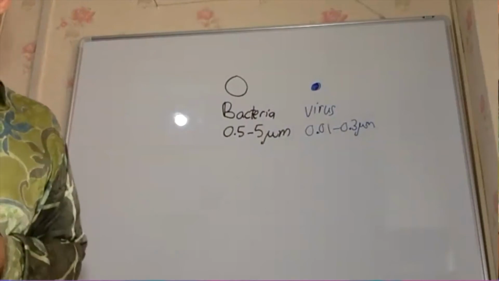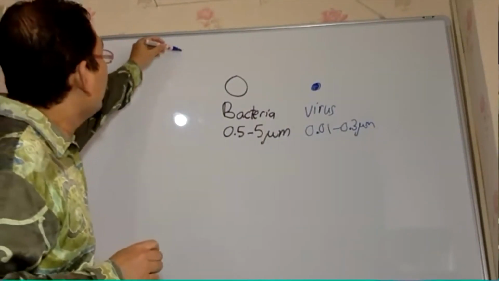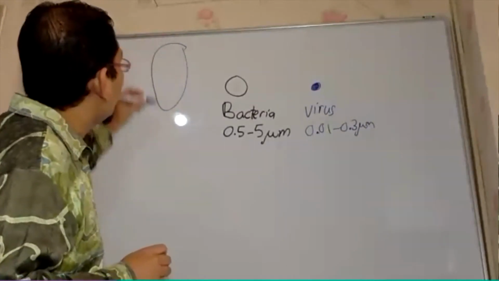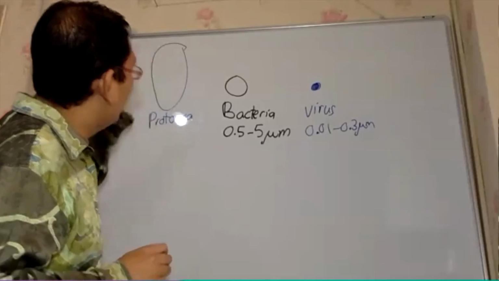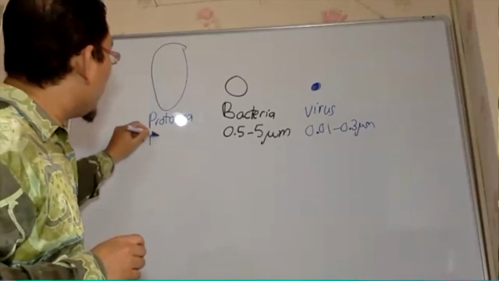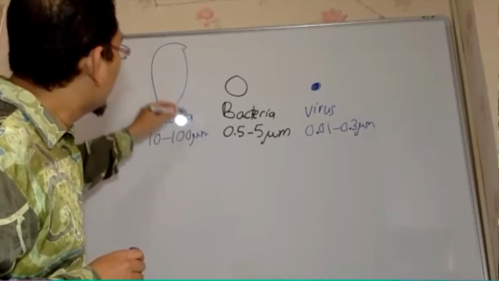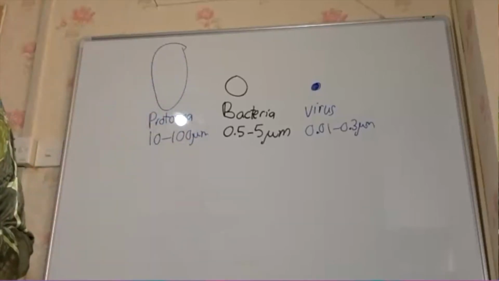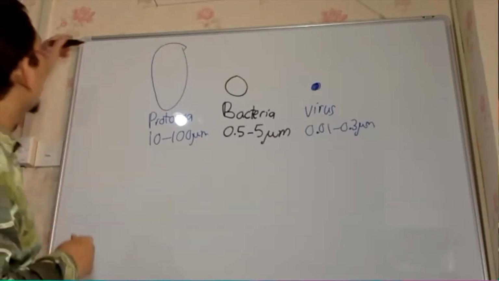Sometimes you also have protozoa. Protozoa is greater in size, so I'm drawing it bigger. This is protozoa. The size is between 10 to 100 micrometers. So this is protozoa. And you may have even greater size of microorganism.